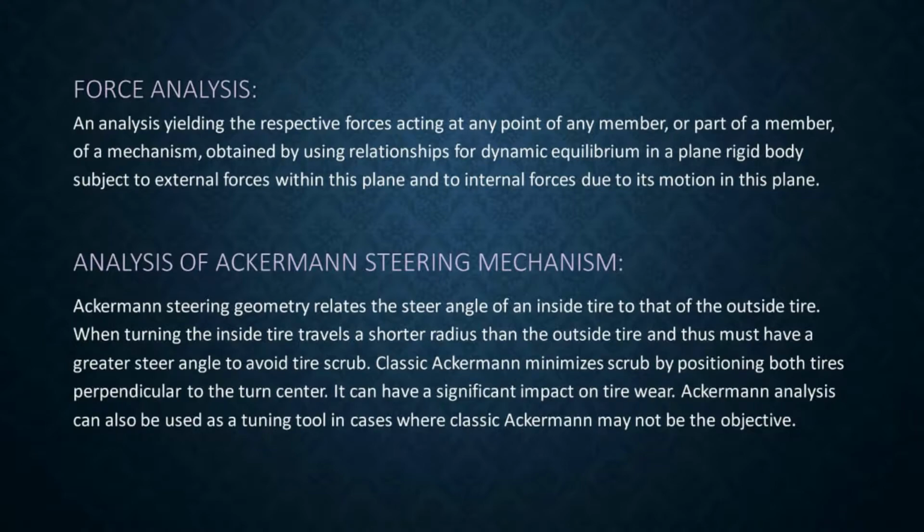Analysis of Ackermann steering mechanism. Ackermann steering geometry relates the steer angle of an inside tire to that of the outside tire. When turning, the inside tire travels a shorter radius than the outside tire, and thus must have a greater steer angle to avoid tire scrub.